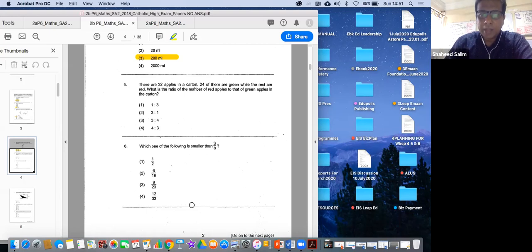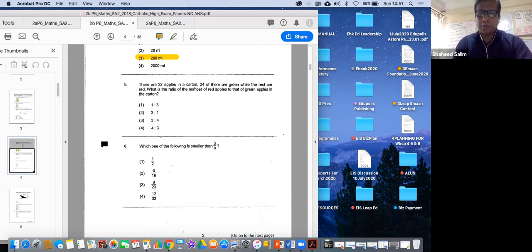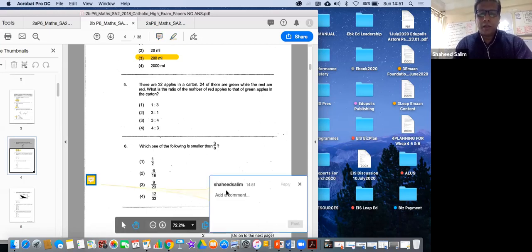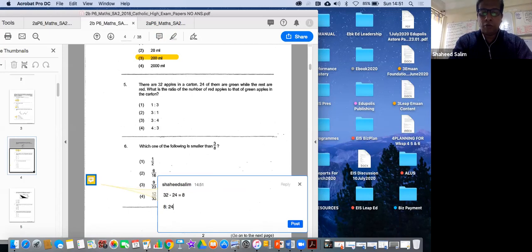Answer number 1. Okay, all of you answered number 1. Well done. In case you're not so sure, Zahira also answered number 1. Here we go. We have 32 apples, so they have 32 minus 24, you get 8. So there are 8 red apples, and red apples to green is 8 to 24. Divide by 8, 1 is to 3. So correct, the answer is number 1.